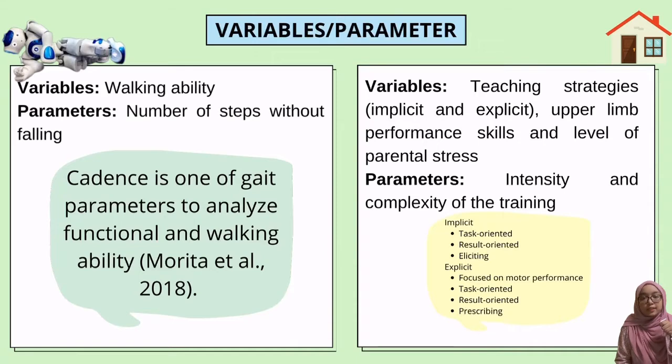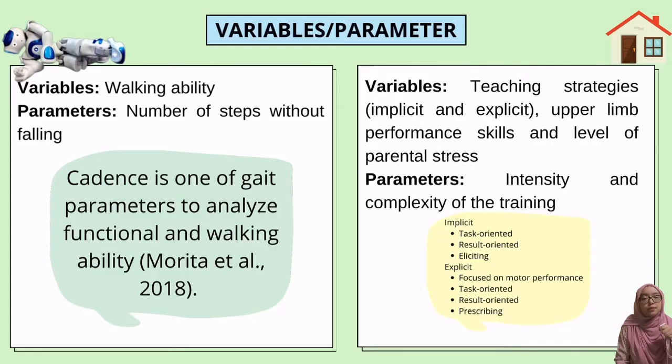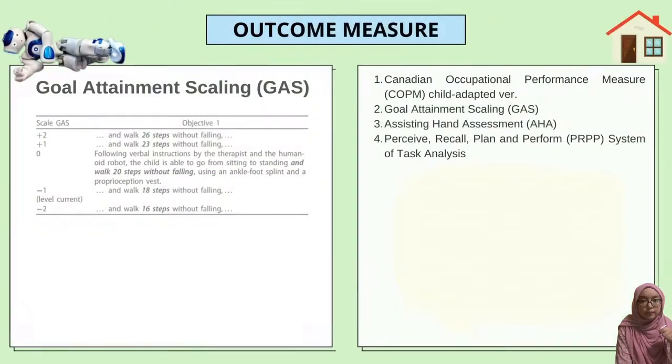For the social assistive robot study, the variable is walking ability, with the parameter being the number of steps without falling. However, the authors did not take into consideration any confounding factors that could affect the parameter of the study, such as walk speed or stride length. As for home-based bimanual training, the variables include teaching strategies, implicit or explicit, upper limb performance skills and level of parental stress, while the parameters involve intensity and complexity of the training.